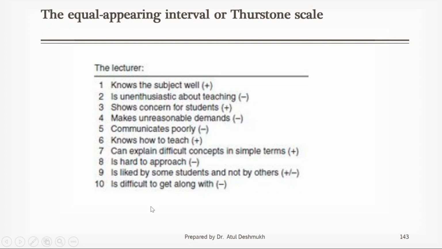In step number 2, we are sending these questionnaires to the judges. We are selecting a panel of judges. So all these questions are sent to the panel of judges. These judges will mark on an 11-point scale. So 1 will reflect the lowest mark, lowest weight, or lowest attitudinal value. 11 will reflect the highest mark, highest weight, or highest attitudinal value. So these judges will mark the attitudinal value or weight for each and every statement.